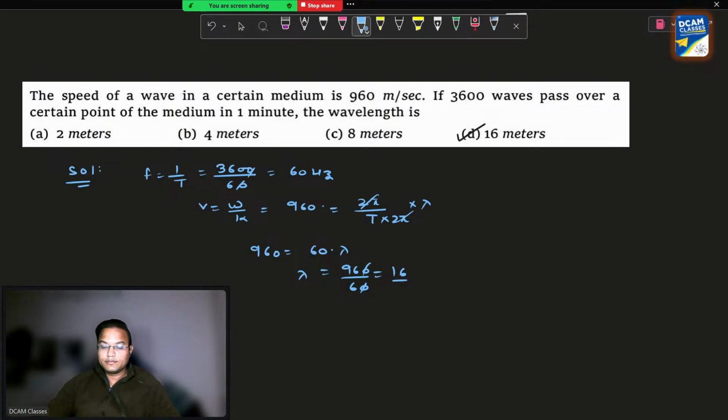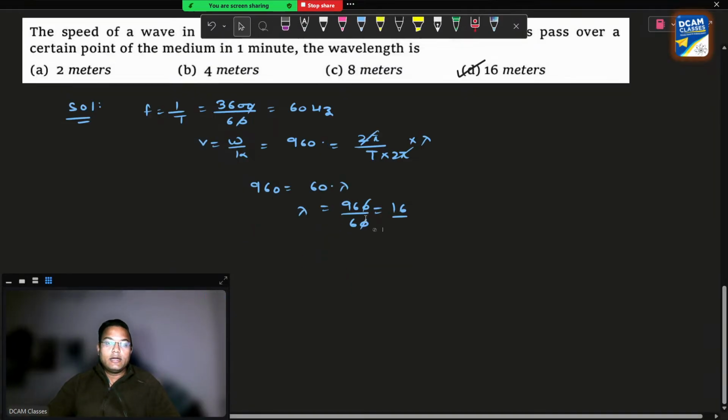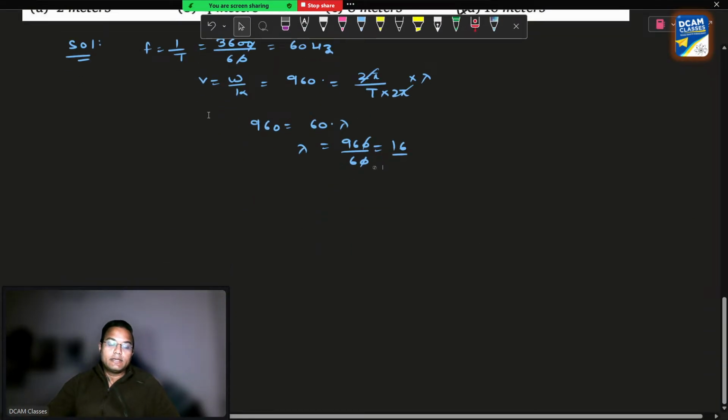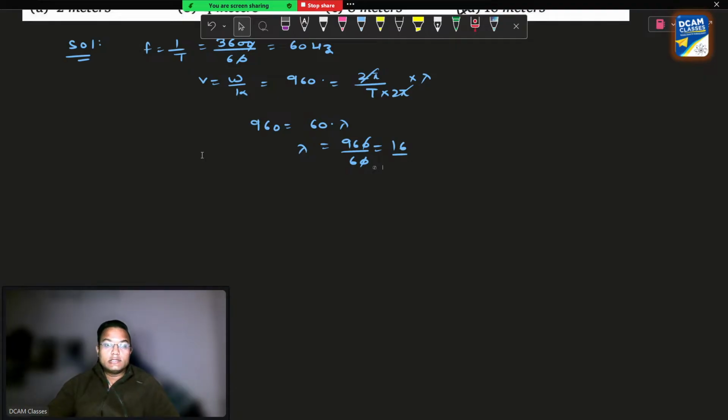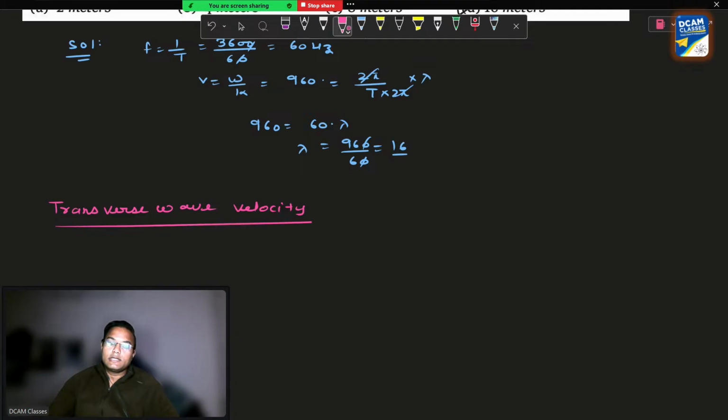Okay, now let me tell you, this was the basic part. Now let me start the actual thing from which your transverse wave actually starts. This was the basic part. Questions are asked on this, but this part is important. From this part, actually the things start in waves.